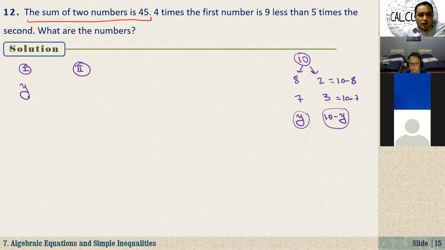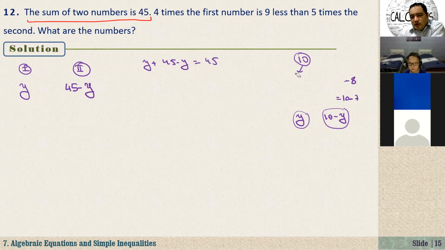So if the first number is y, the second number should be 10 minus y. Since the sum of these two numbers equals 45, the second number should be 45 minus y. As you see now, if you add these two numbers, y plus 45 minus y equals 45. This notation is very, very important in solving algebraic word problems.